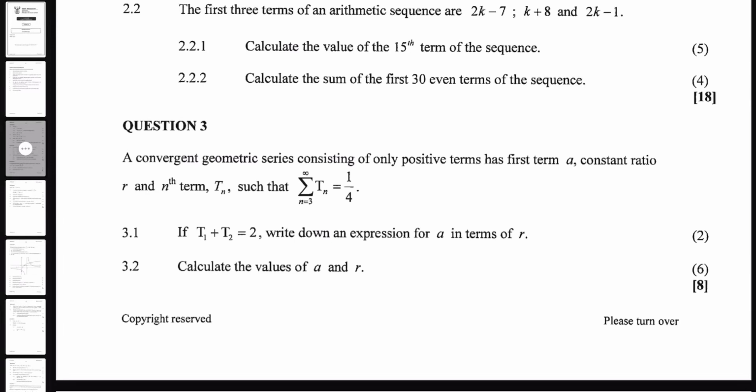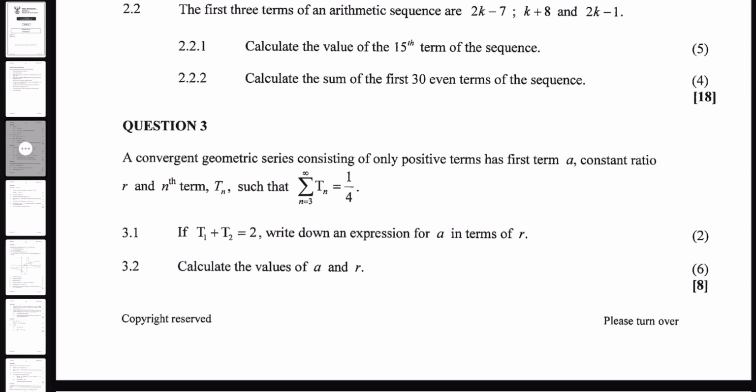Geometric related problem. So it says a convergent geometric series consisting of only positive terms has a first term a and a constant ratio r, and nth term tn, such that the sum from n equals 3 to infinity of the nth term is equal to 4. When they say converging, that means their sum to infinity is approaching a certain number. That's what they're saying.